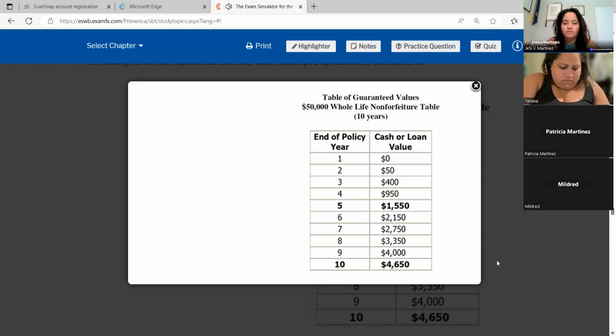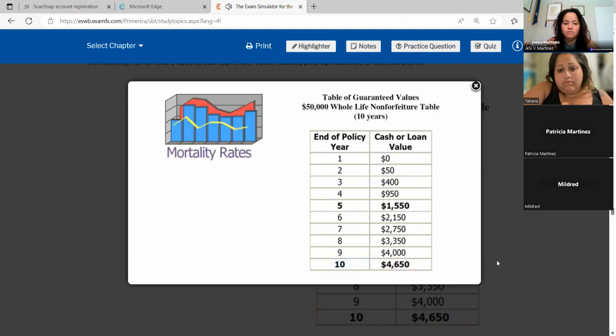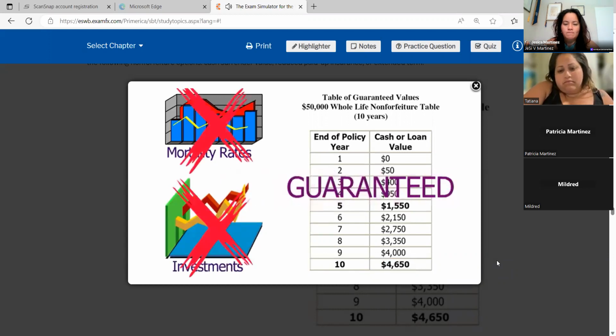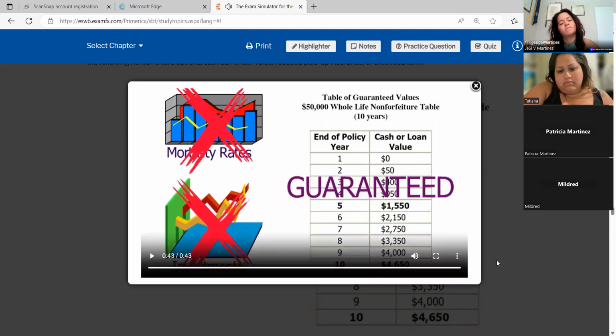In this particular example, a whole life policy for $50,000 would accumulate $1,550 of cash or loan value by the end of the 5th year. After 10 years, the cash value would be $4,650. No matter what the mortality rates are for the same insuring class, or how well the insurance company's investments perform, the owner of this whole life policy is guaranteed cash values indicated in the table. All right, so those are the guarantees that they have.